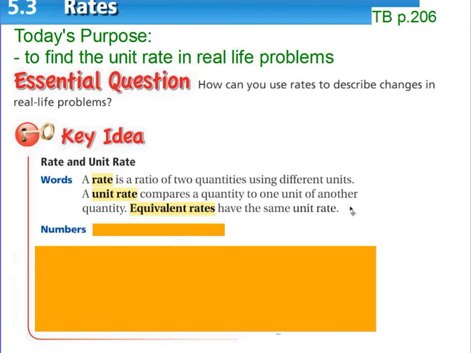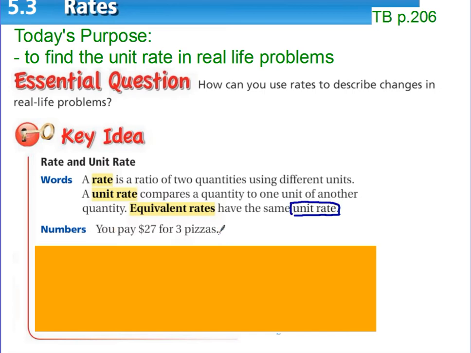A unit rate is when we're comparing a quantity to one unit of another. For example, miles per hour, we're talking about the distance we go in 1 hour. Cost per pound, we're talking about the amount of money for 1 pound of something. And then finally, equivalent rates have the same unit rate. So if two rates are equivalent, when you put it down into lowest terms or compare it to one unit, they're going to be the same.